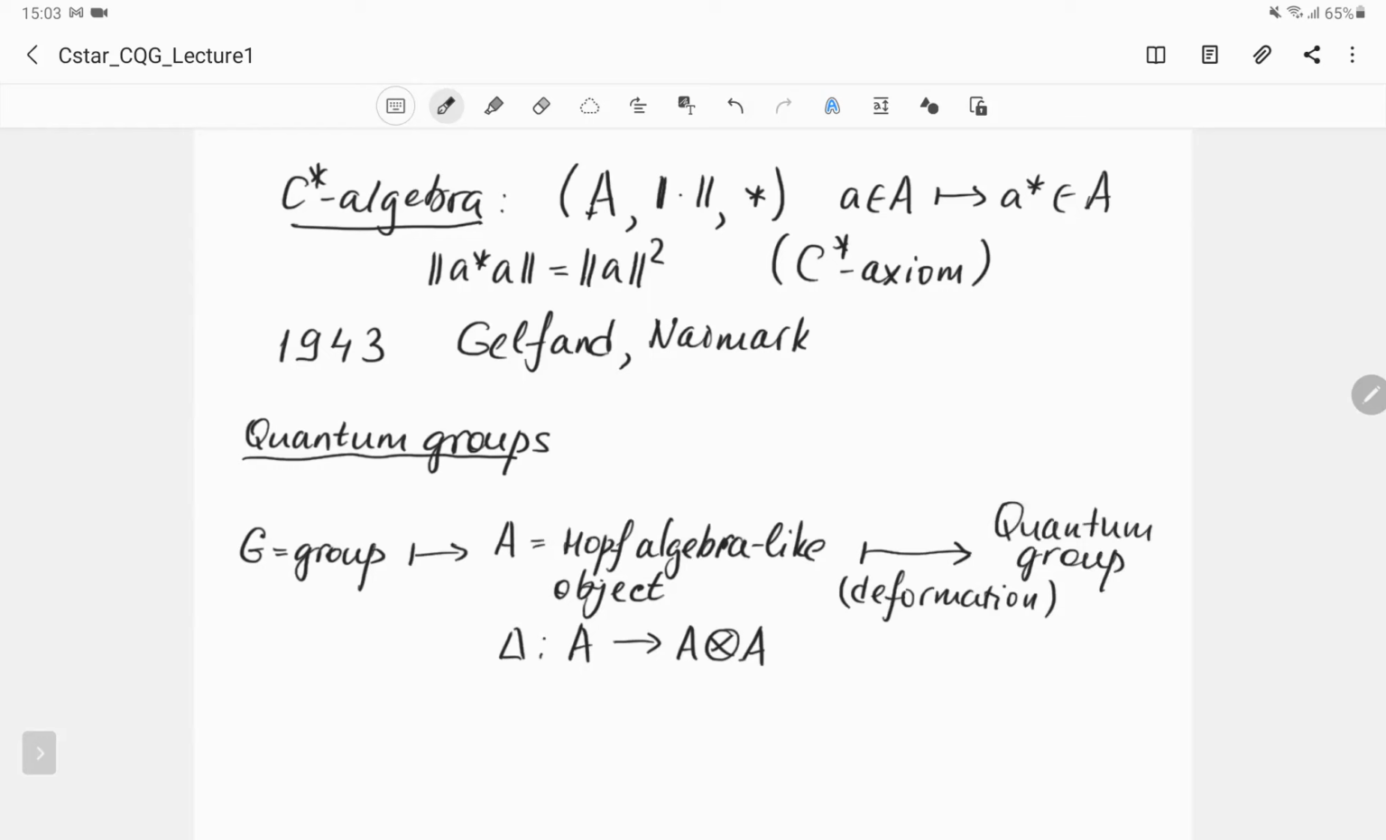Again, here the word deformation should be understood in a broad sense. So it is not necessarily a formal deformation in the sense of Gerstenhaber. It can be, for example, another type of deformation, strict deformation quantization in the sense of Rieffel, or some other procedure. But anyway, it's some kind of deformation of the original Hopf algebra constructed out of our group G.